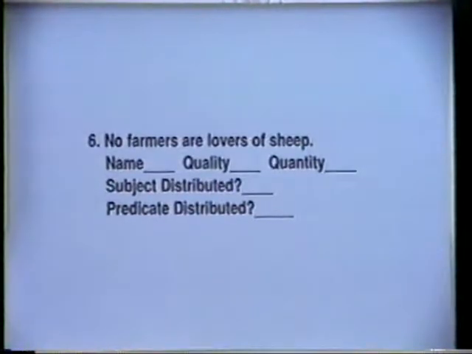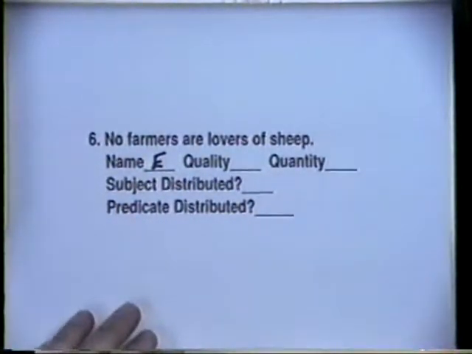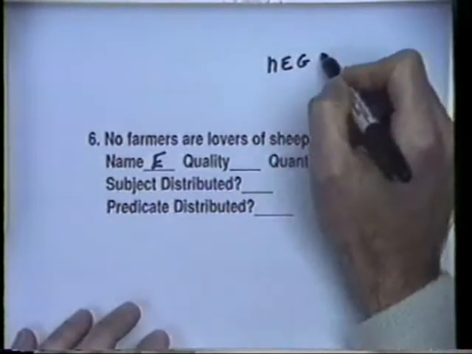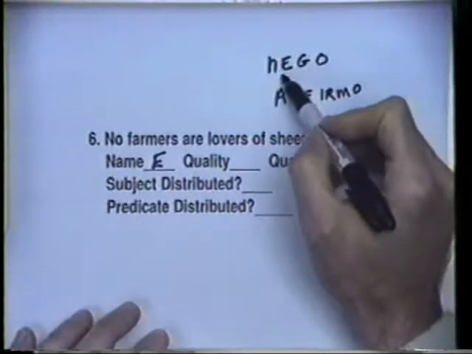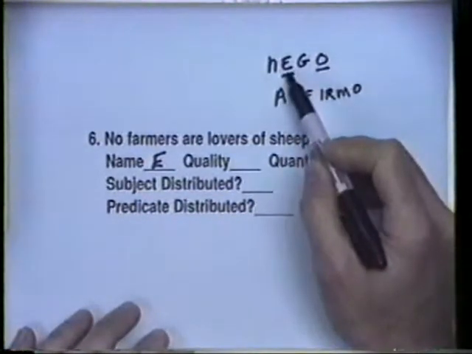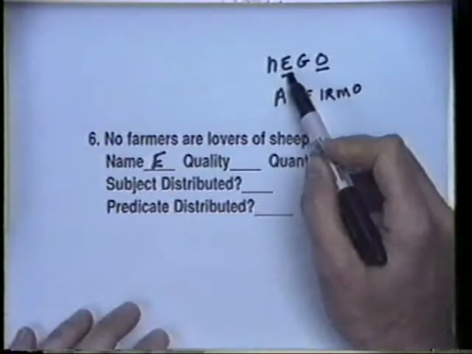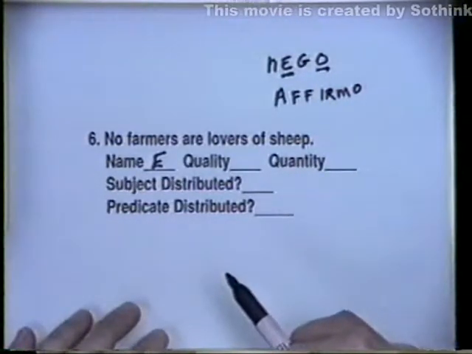Number 6. No farmers are lovers of sheep. The letter name for a sentence that begins with no is E. One way to remember these, of course, is to remember the two Latin words, nego and affirmo. I'll write these here. Nego and affirmo. Notice the vowels in nego, which refers to the negative sentences, are E and O. The universal negative sentence, no S are P, is an E sentence. The particular negative sentence is an O sentence. Some S are not P.